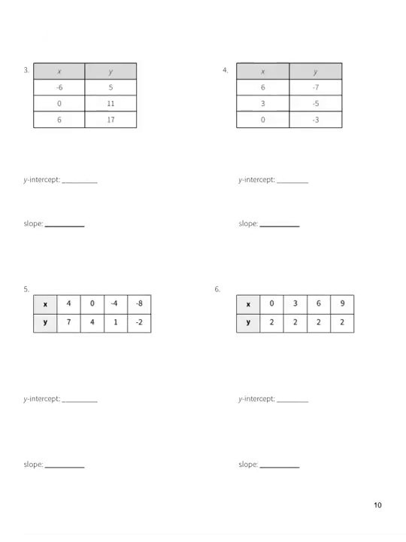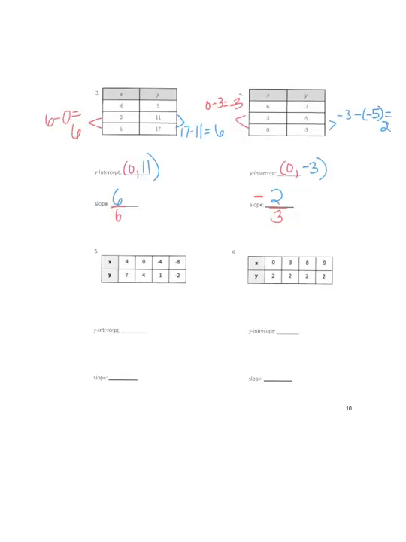Okay, so here we are. I want you to try these two on your own. Remember, first we find the y-intercept by locating where x is 0. And next we find the slope by finding the change in y over the change in x. Okay, hopefully you had a chance to try these on your own.